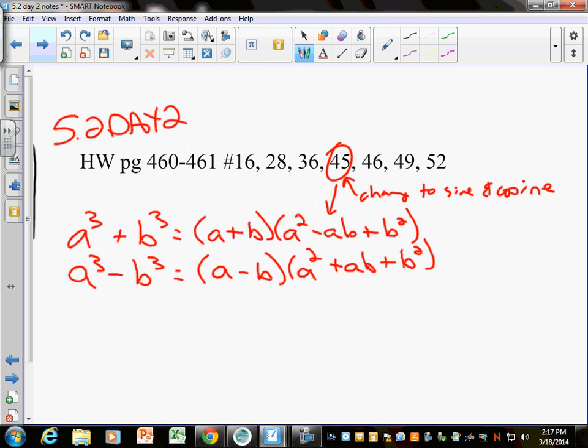So, this is your homework: 16, 28, 36, 45, 46, 49, and 52. I'll tell you that the last two I think are the easiest ones on the homework. I've circled 45 because it's a doozy, let me tell you. My advice to you on 45, after me trying it a different way, is to change 45 to sines and cosines. And what makes 45 maybe the worst proof I've ever done is that at some point you have to factor a difference of cubes.